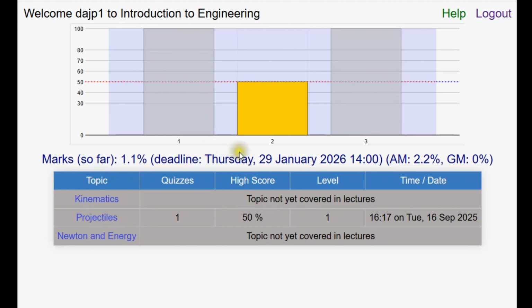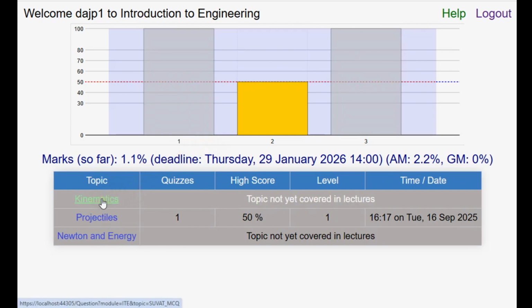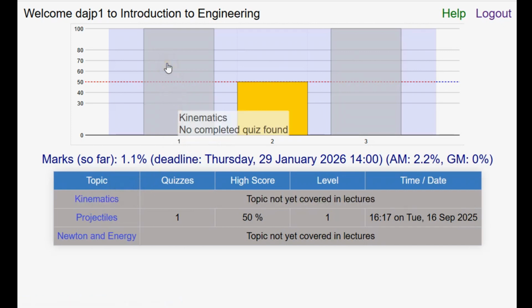Now you'll see that I have already completed 1 quiz. I scored 50% at level 1. I'll come back to what that means later. I'll have a look, however, at the kinematics topic, because I think that's one that most people will be familiar with already for this demo. And for kinematics, I haven't tried anything yet.